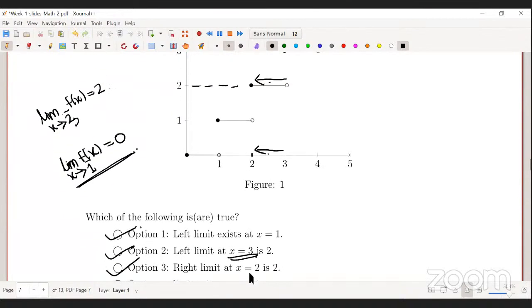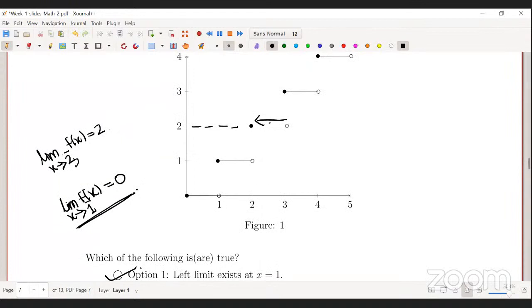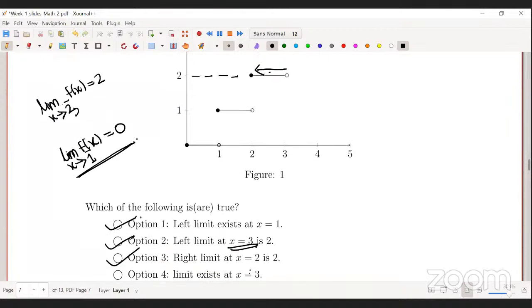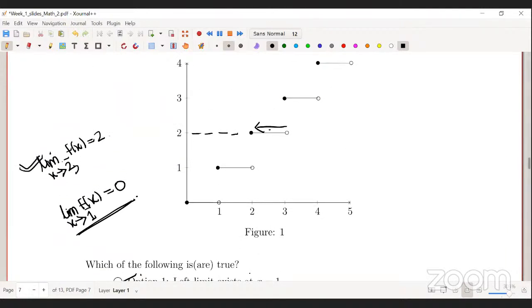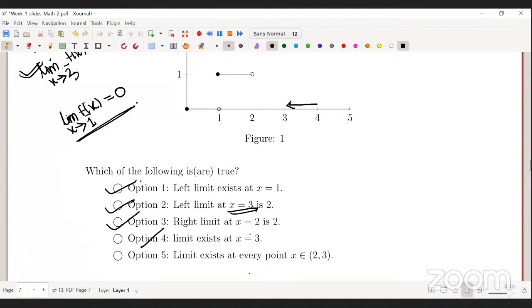Next: limit exists at x equal to 3. We have already computed the left hand limit, which is 2. To know whether the limit of the function at 3 exists or not, we have to compute the right hand limit. If they are equal, then the limit exists, otherwise it doesn't exist. If we are coming to 3 from the right hand side of 3, as you can see, f of x approaches 3. So the right hand limit is 3. They are not equal, so the limit at x equal to 3 doesn't exist. So this option is wrong.